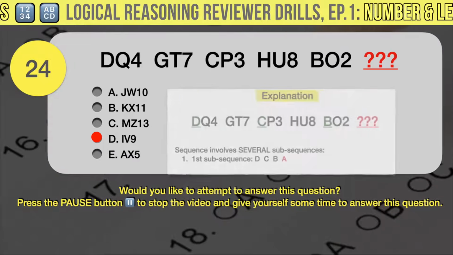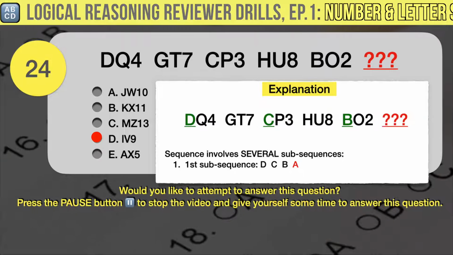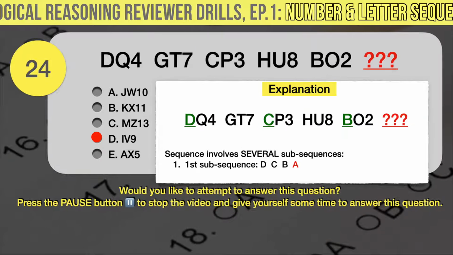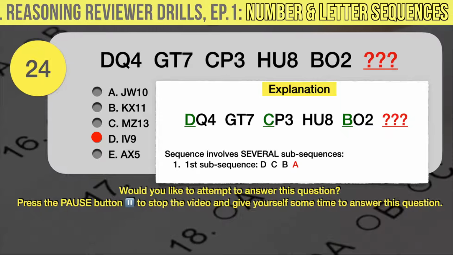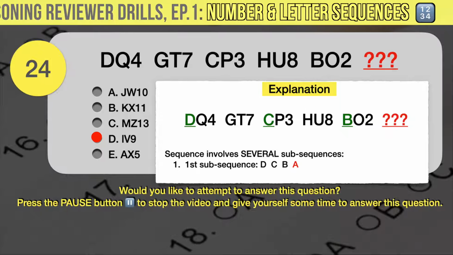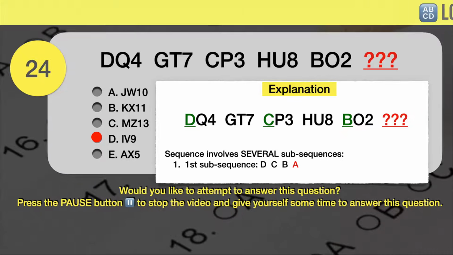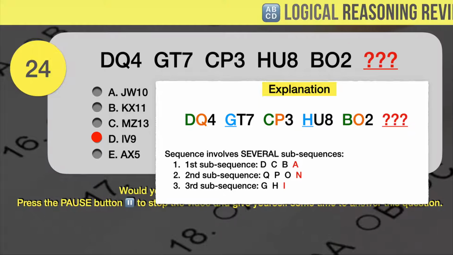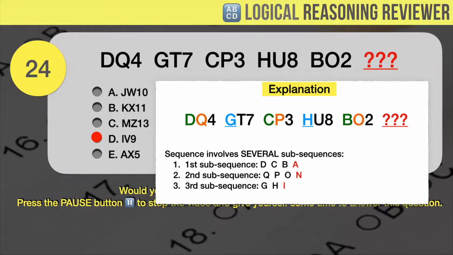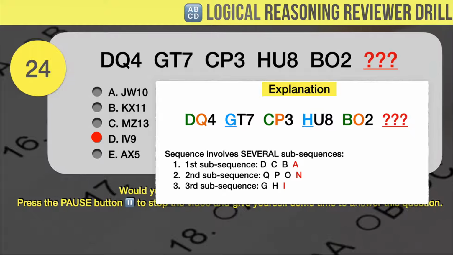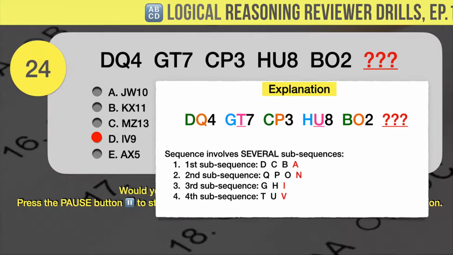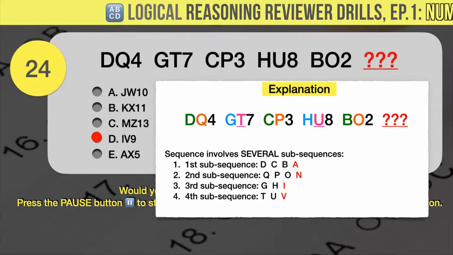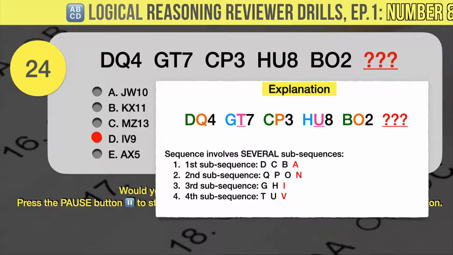IV9. There are actually several alternating subsequences involved here. Six, to be exact. First subsequence, D, C, B. The next letter in this subsequence should be A. Second subsequence, Q, P, O. The next letter in this subsequence should be N. Third subsequence, G, H. The next letter in this subsequence should be I. Fourth subsequence, T, U. The next letter in this subsequence should be V.